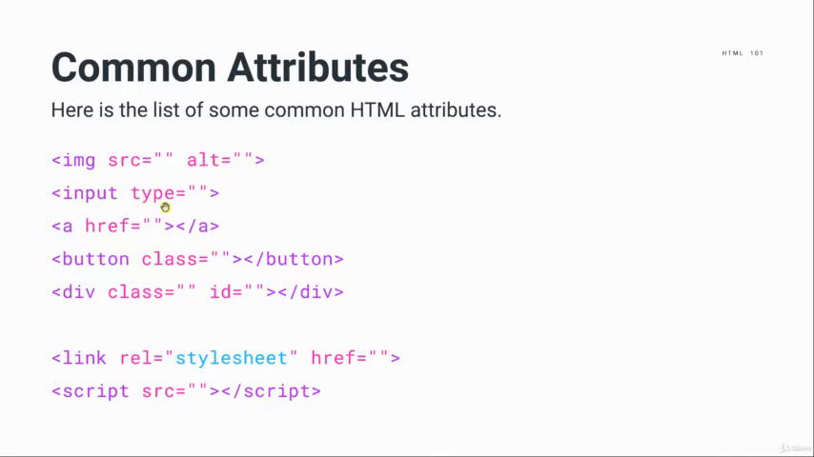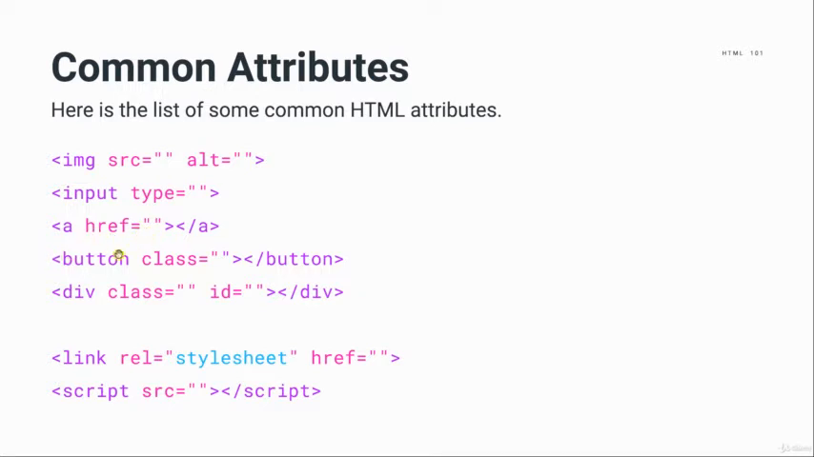And when it comes to input, we use the type attribute to define whether it's a text field input or whether it's a password input. And when it comes to anchor tags, we use the href attribute, whether we're going to link to Google or another external file or local files, we use the href attribute.